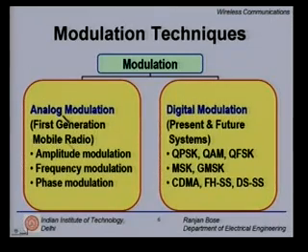Under the analog modulation head, we have the popular amplitude modulation or AM, frequency modulation or FM, and phase modulation. For digital modulation, which will be used also in the future communication systems, we have the popular QPSK, QAM, QFSK, MSK and GMSK. We will look at these in the light of various standards for mobile communications also. Today, we will look at amplitude modulation.